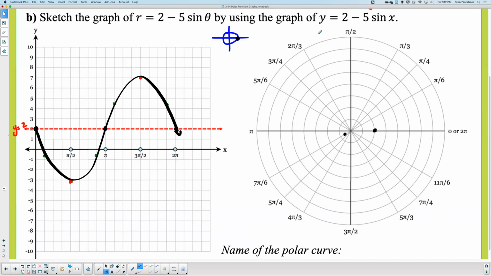At pi over 2, here's pi over 2. What's our value going to be? Negative 3. So go 3 units away from it. 1, 2, 3. Now, so far, my graph is going this direction. It's going like this, and it's hooking back this way. That's the order as I go around. Okay, now I get up to here. This is the next pi over 6, which is 5 pi over 6. This is 5 pi over 6 right there.